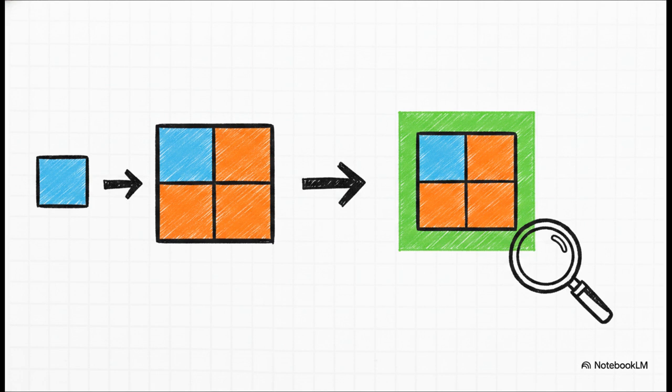Moving on, 3 squared is 9, which is 1 plus 3 plus 5. 4 squared is 16, which is 1 plus 3 plus 5 plus 7. And 5 squared is 25, which is 1 plus 3 plus 5 plus 7 plus 9. Do you notice something amazing happening here? Every single time we build a new square, we're literally just adding the next odd number to the sequence.